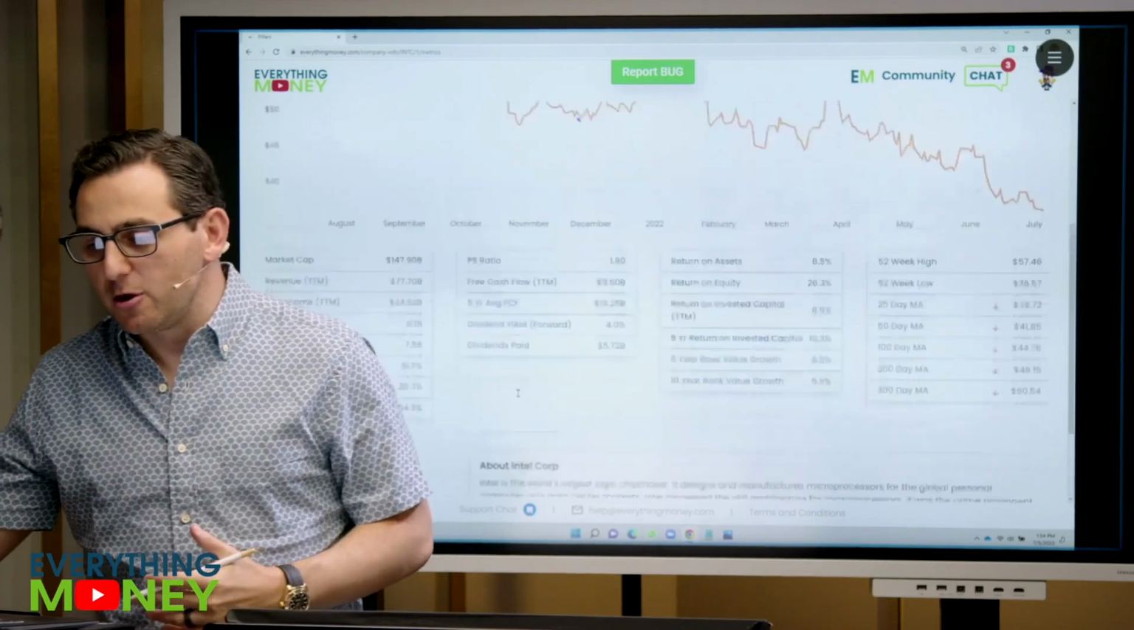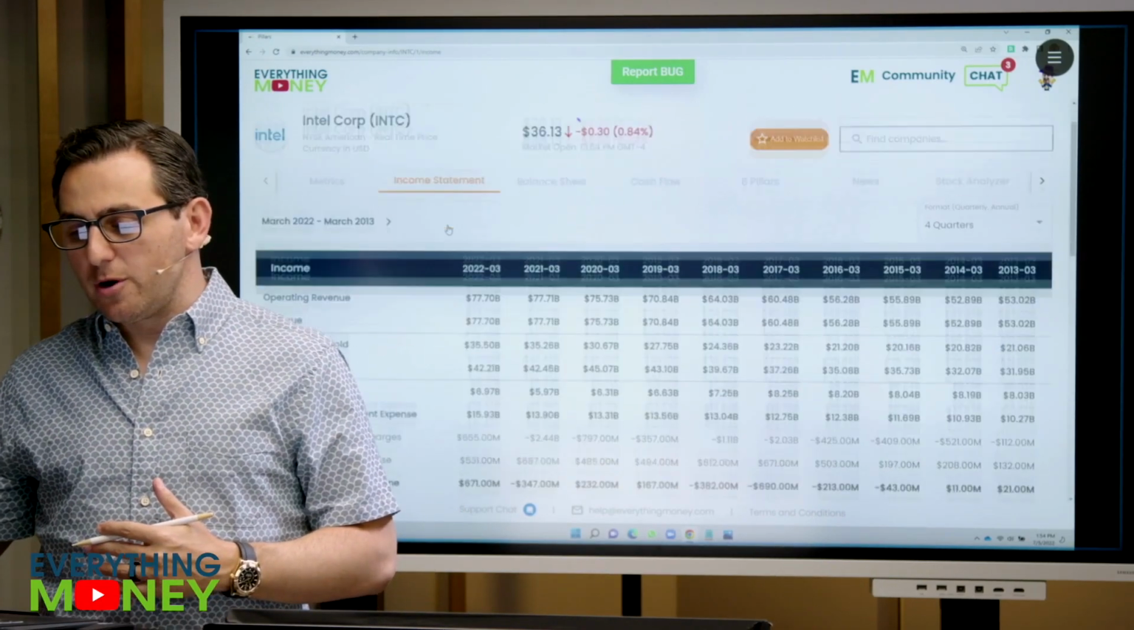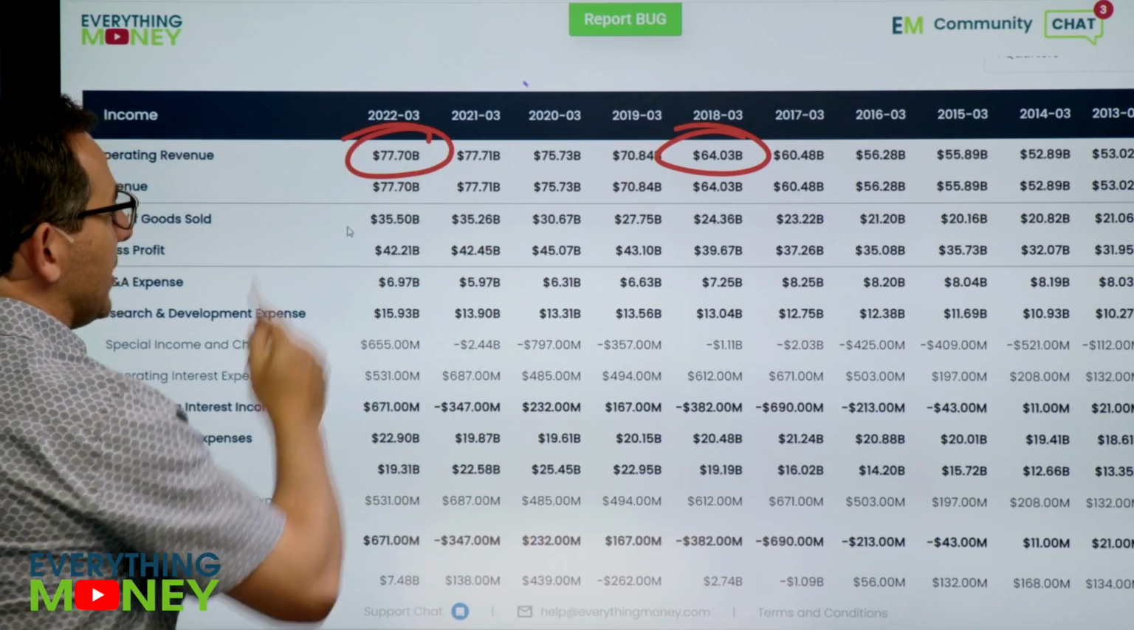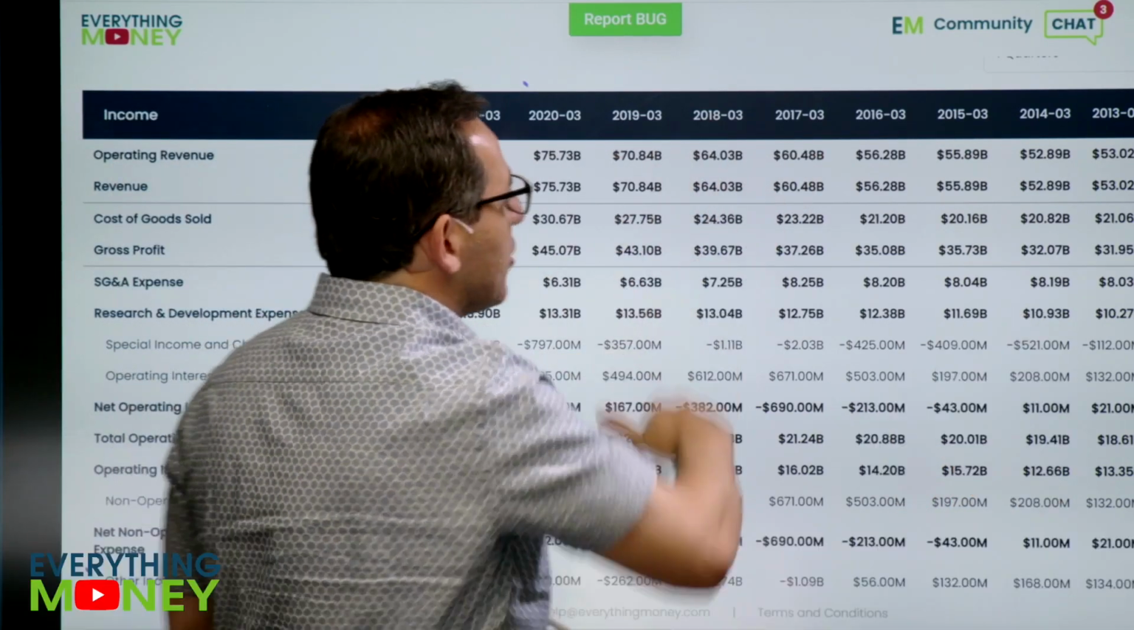So pillar number 3, we want the revenue growth in the company over the last 5 years to be positive. So we go to our software, we go to the income statement, we load it up, and we go to 5 years ago, 64 billion, last year, 77.7 billion, check mark. Not huge growth, but growth nonetheless.